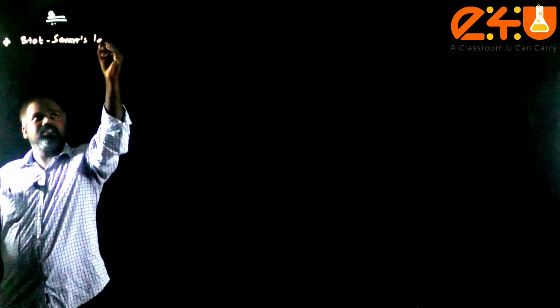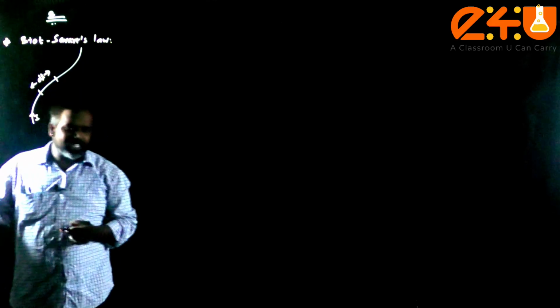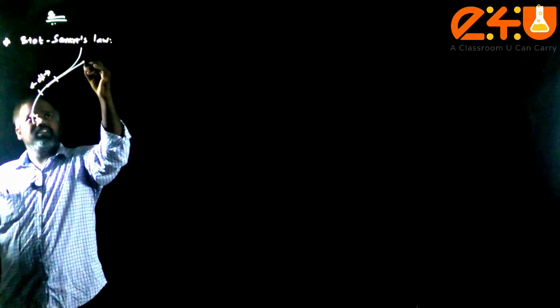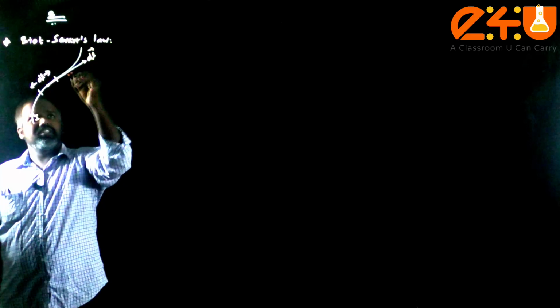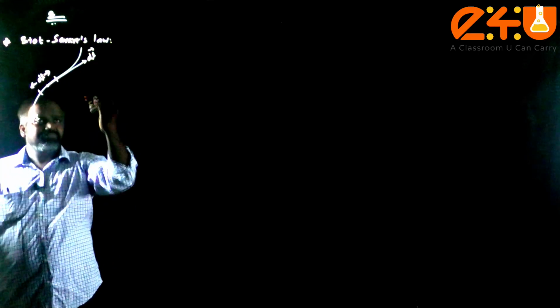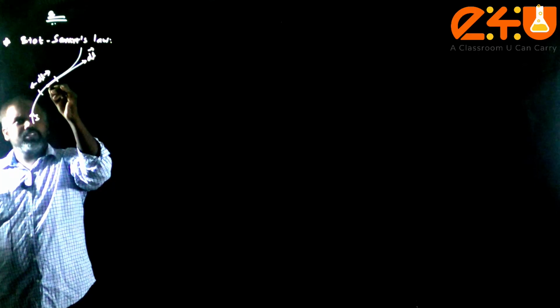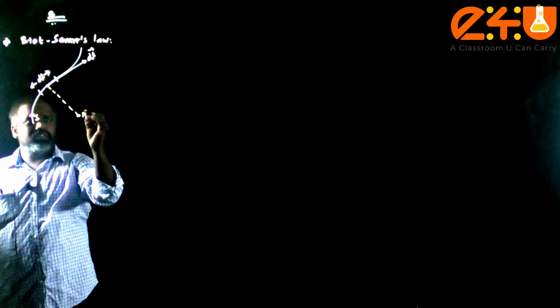Biot-Savart's law. What it says: consider some conductor which carries the current I. There is a small element of length dl. Just as we consider area as a vector in Gauss's law, similarly here the length is considered to be a vector quantity whose direction is given along the tangent in the current direction. Now this is the measuring point P.